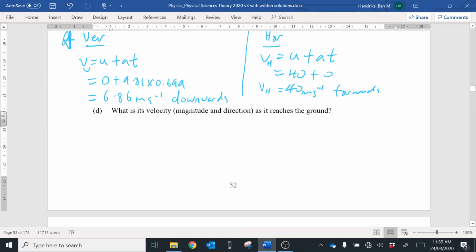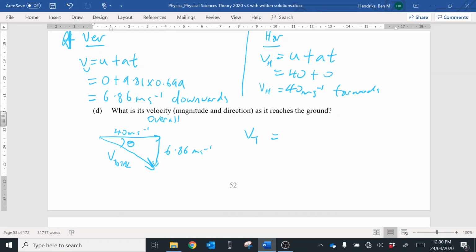Alright, so what is its overall velocity, magnitude and direction, as it reaches the ground. So it's a vector sum, like we've done before. We have our horizontal velocity of 40 metres per second, and we have our vertical of 6.86 metres per second down. So our overall velocity is going to be our resultant vector. I'm going to say V total, VT. Sometimes it just uses VT as well.